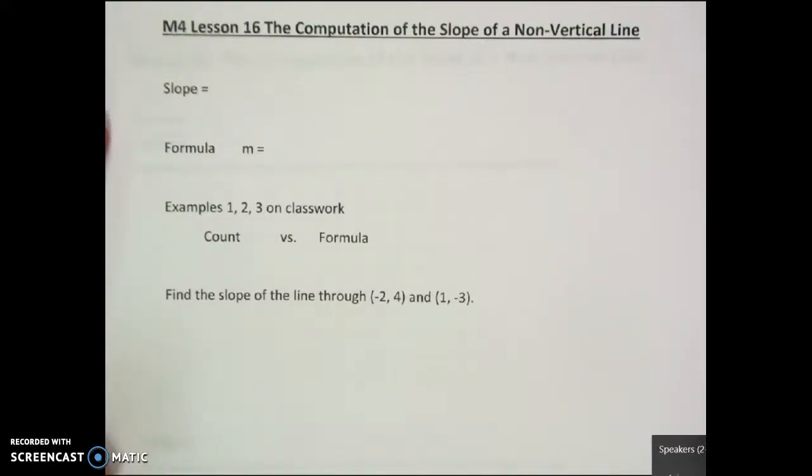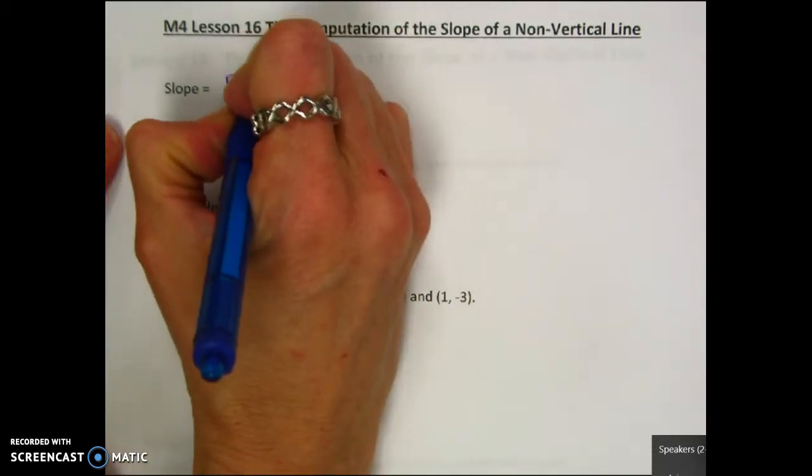Module 4, Lesson 16, the computation of the slope of a non-vertical line. So we've looked at finding the slope from a graph. When we have a line graph, we've looked at rise over run. We've also looked at horizontal and vertical lines and the slopes that they have. So slope for us is still rise over run.